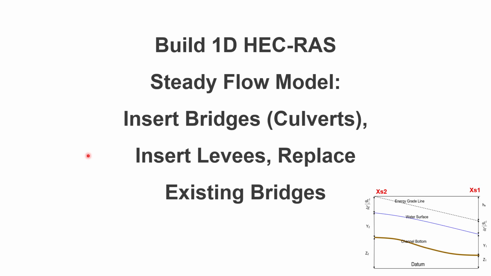Basically, when we talk about a 1D steady flow model, we are looking at the water surface elevation and how the water is routed from one cross section to the next cross section, also considering all the head losses that go in. So we are going to be covering that in this entire tutorial.